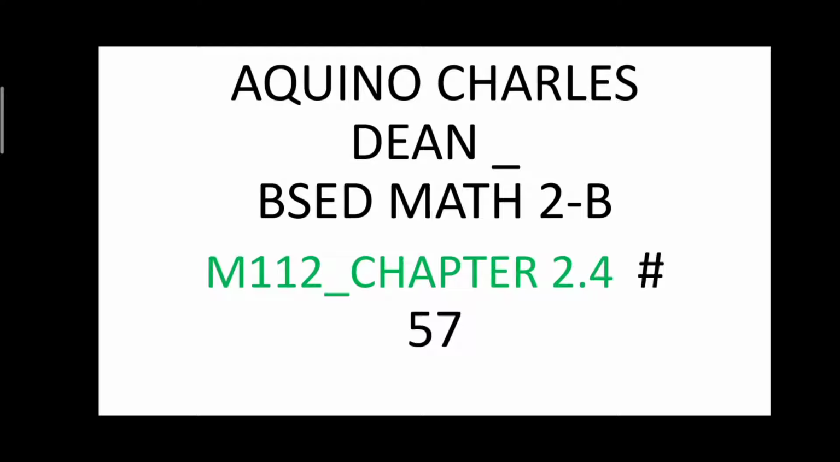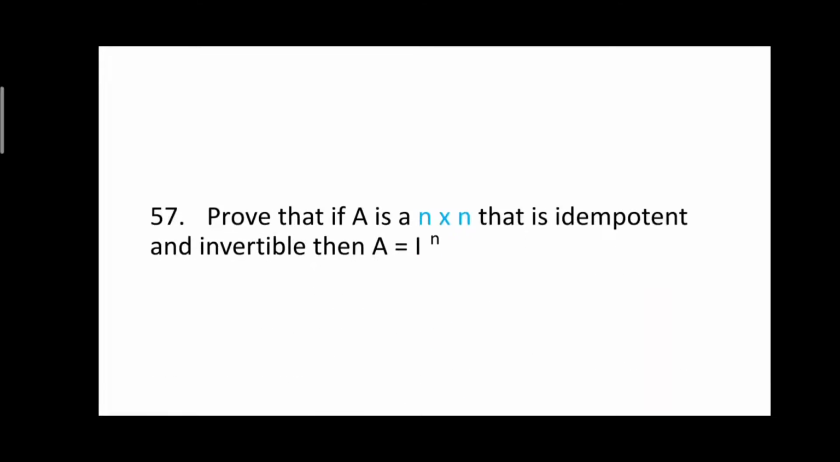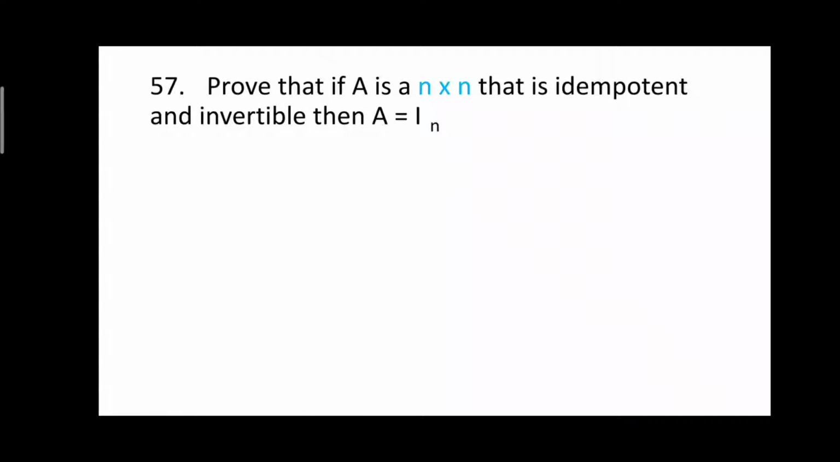So for today's video, we need to answer item number 57 in chapter 2.4. The question is: prove that if A is n by n, idempotent and invertible, then A is equal to the identity of order n. But first, we need to define the elementary matrix.